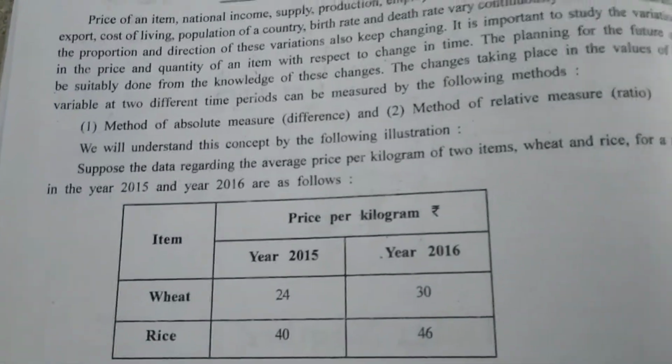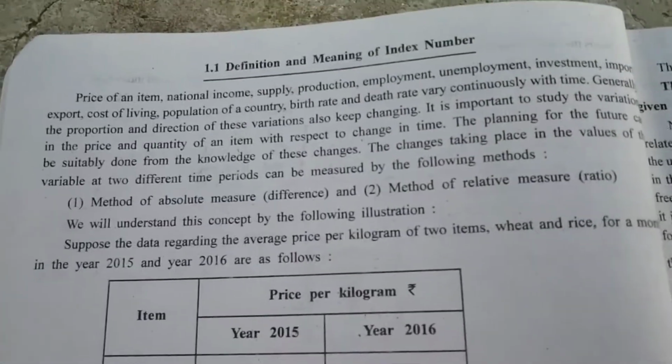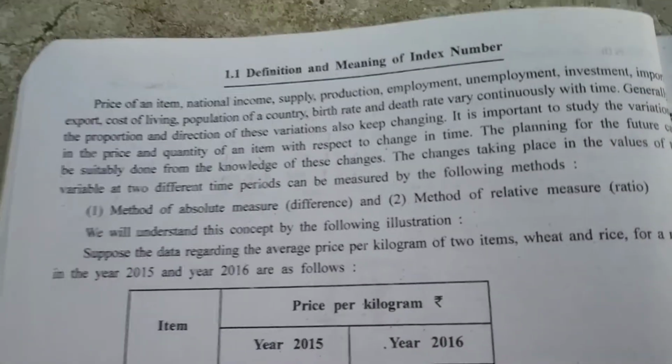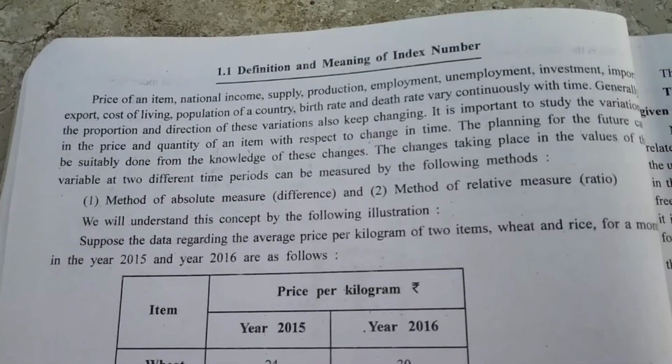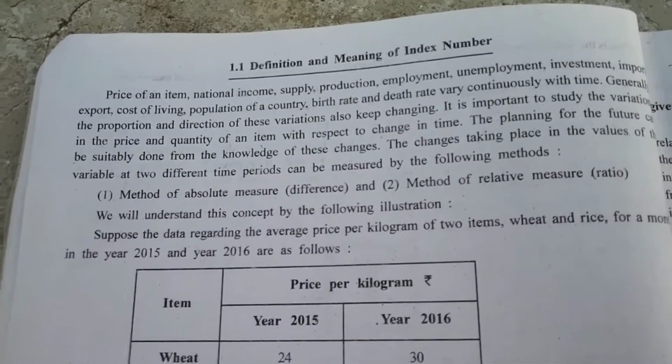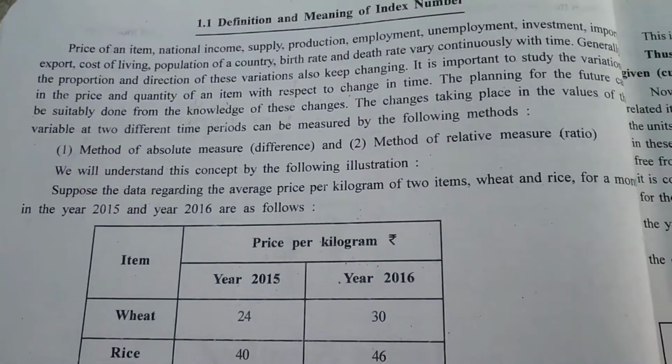Next one is production. Production must take place at the proper time. If the production does not take place at the proper time, the supply is reduced, and when supply is reduced, the demand for the product is increased, and it increases the price. So production is also important for the government.